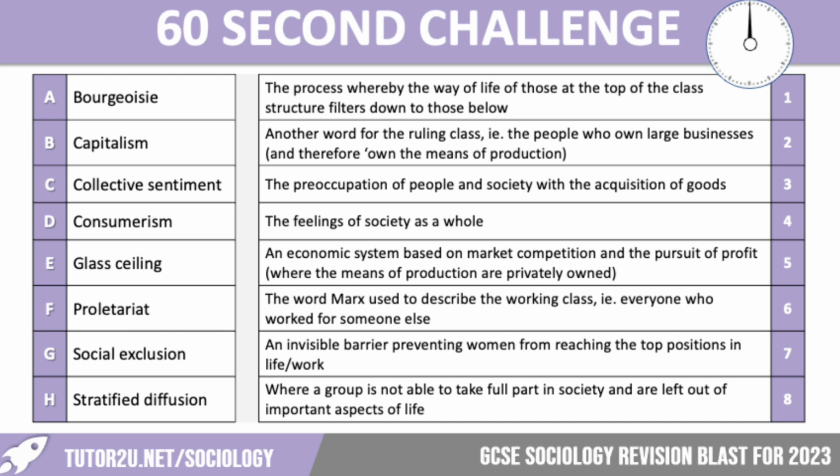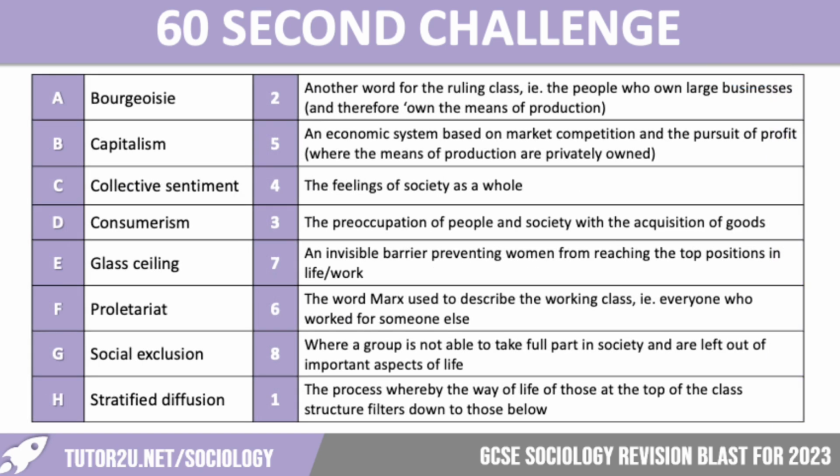Okay, if you need a little bit more time, if there's a couple you haven't matched up, then just pause the video. We are about to reveal the answers. So A2 go together, we've got the bourgeoisie, another word for the ruling class, i.e. the people who own large businesses and therefore own the means of production.